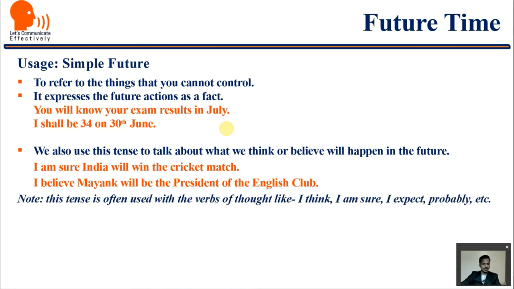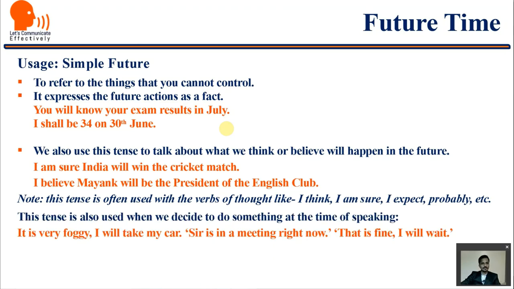Let's move further. Now, this tense is often used with the verbs of thought, like I think, I'm sure, I expect, probably. Keep in mind, simple future is used with those verbs particularly. This tense is also used when we decide to do something at the time of speaking. This is interesting. So, if we decide to do something at the time of speaking during our conversation with someone, we sometimes use simple future.